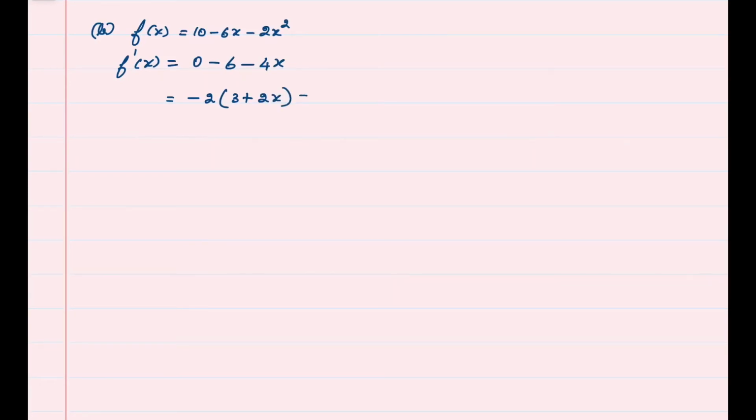After factorization, we will equate it to 0. 3 plus 2x is 0. Therefore, x is minus 3 over 2, which is the critical value. And f dash of x is a polynomial. It is defined for all values of x. We don't have a not defined case here. Since f of x is a polynomial, the domain is R, that is minus infinity to plus infinity, and we got one critical point which is minus 3 over 2.